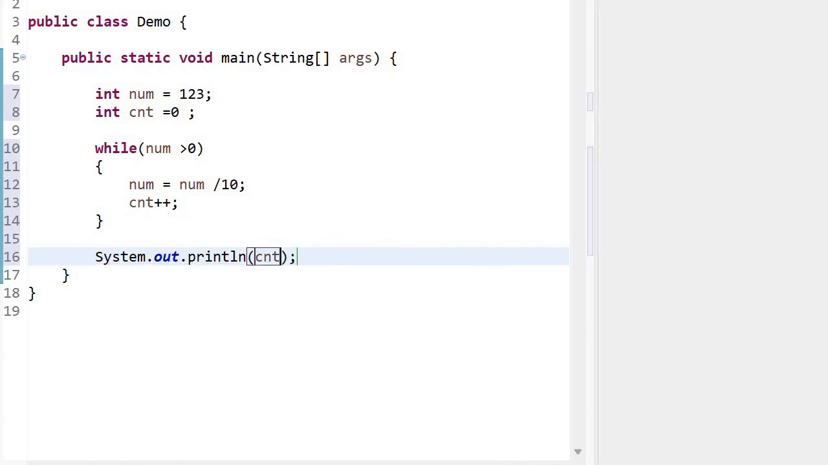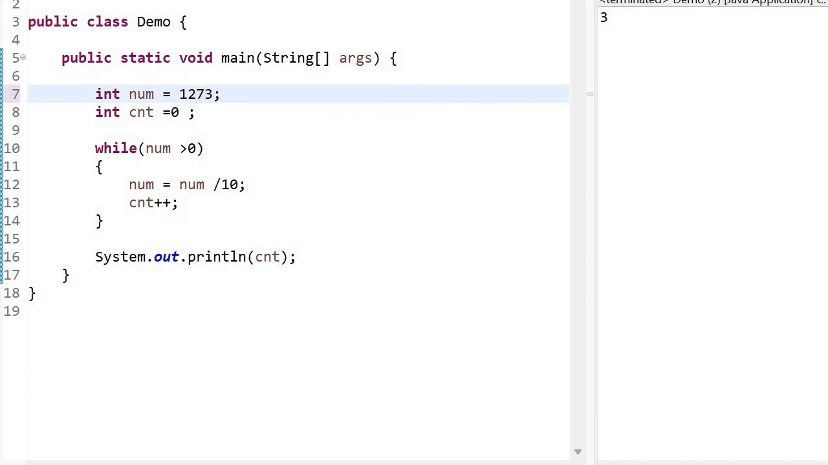Can we check it out? Four digit, 7 digit number. Okay, this is how we will get the count of digits of a number. Hope you guys have got the solution and understood it. Thank you very much.